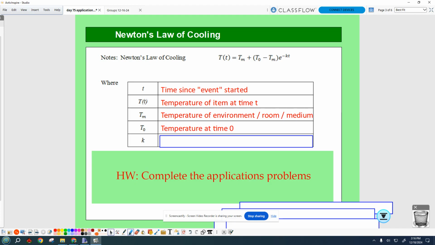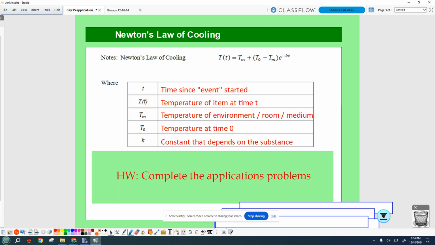Okay, so every object has its own amount of ways that it cools. Water cools more slowly than cake. Potatoes cool more slowly than cake. So this number is some random constant that's specific to the substance itself.